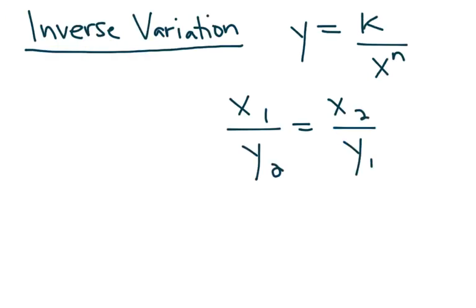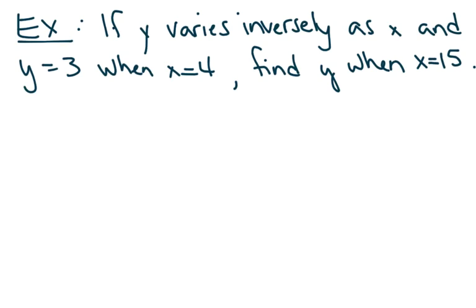The second type of variation is called inverse variation. Inverse variation occurred when you took the constant of variation and divided it by the input. So we use the equation y equals k divided by x to the nth power. It also has a proportion that goes with it, and the proportion is x1 over y2 is equal to x2 over y1.